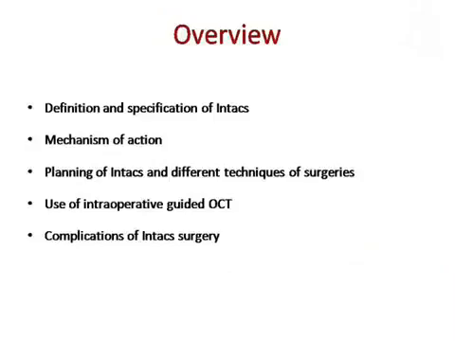So in this presentation, I'll be covering the definition and specification of INTACS, the mechanism of action, how to plan the INTACS, the different surgical techniques, the use of intraoperative guided OCT, and the complications of INTACS surgery.